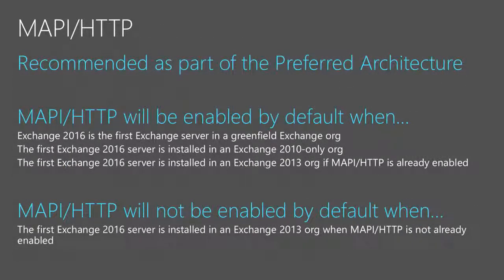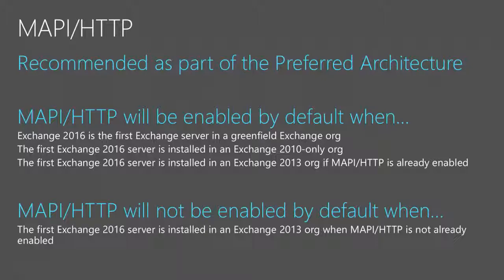All right, so MAPI over HTTP, that is part of the preferred architecture, and that may or may not be enabled by default depending on your scenario. So if you're doing a greenfield environment, you don't have Exchange at all, and you introduce Exchange 2016, we will enable MAPI over HTTP by default as the protocol for your Outlook clients. If you are deploying Exchange 2016 in an Exchange 2010 org, we will not automatically enable it by default. You will have to turn it on.